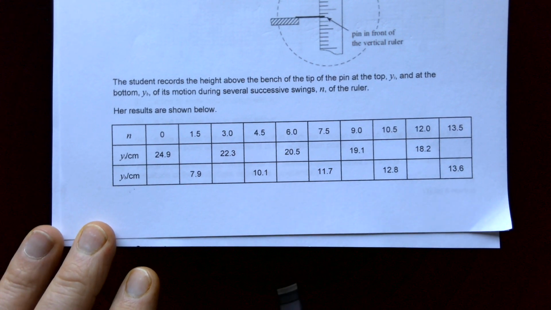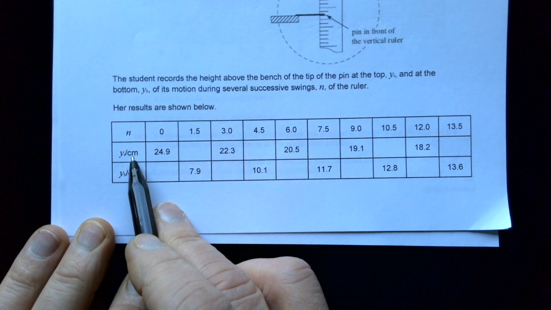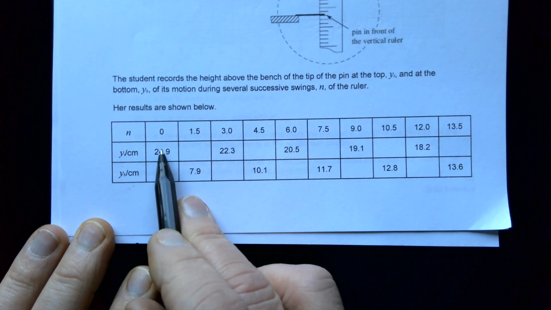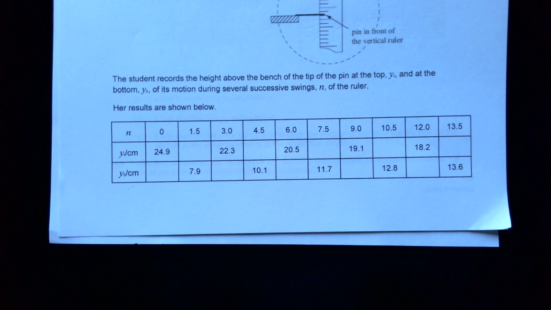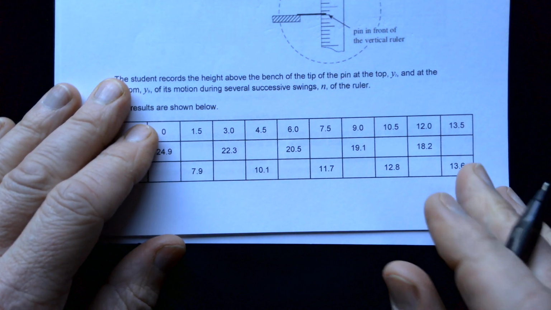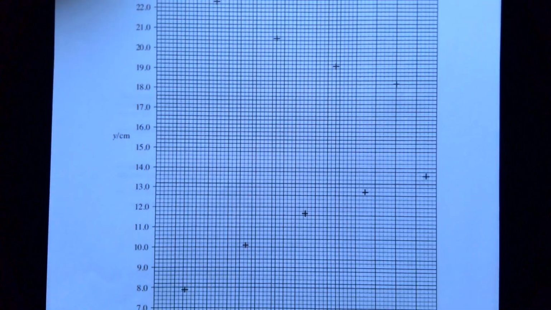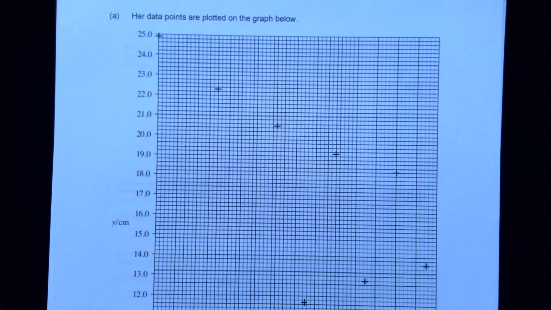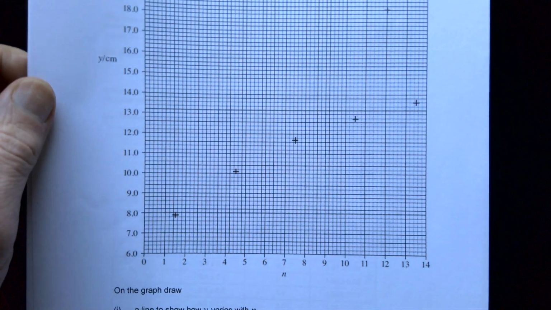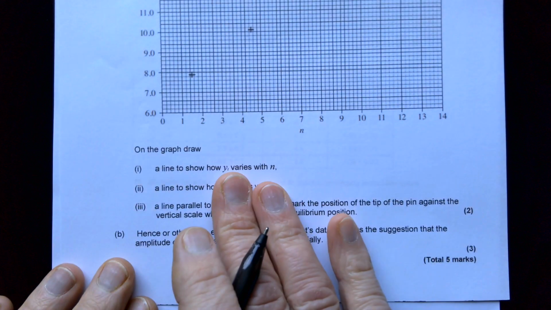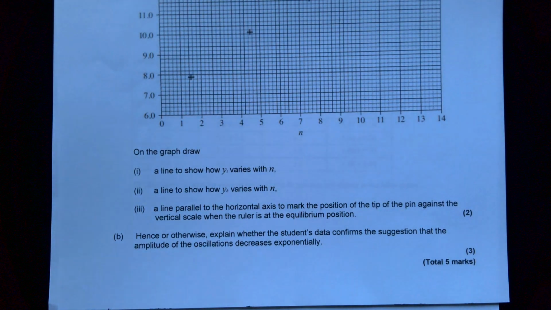Voila. Top displacement, bottom displacement, hence it's going up and down. And they're finding that maximum displacement, that maximum amplitude as it changes. And they've done the graph for you. Okay, so here's an interesting one. Here's our top data. Here's our bottom data. On the graph it says draw the lines.